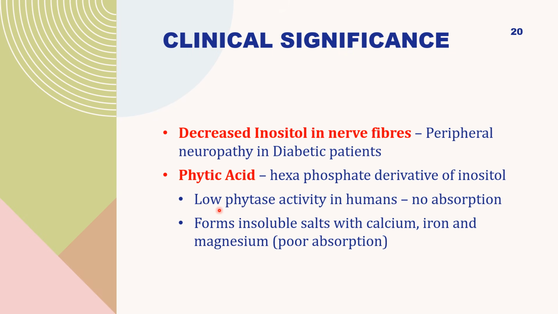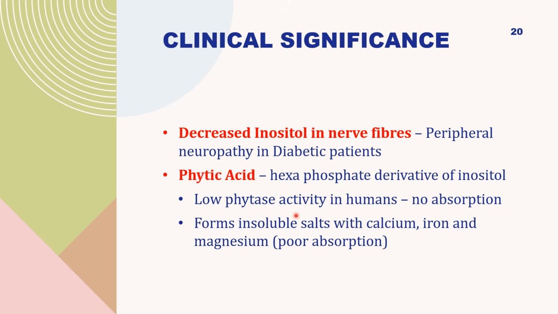So there will be low phytase activity in humans. So the phytic acid will not be absorbed in the human body. But where the problem occurs is, this phytic acid has the tendency to form insoluble salts with the minerals which are needed for us, which should be absorbed in our digestive system, like calcium, iron, magnesium.